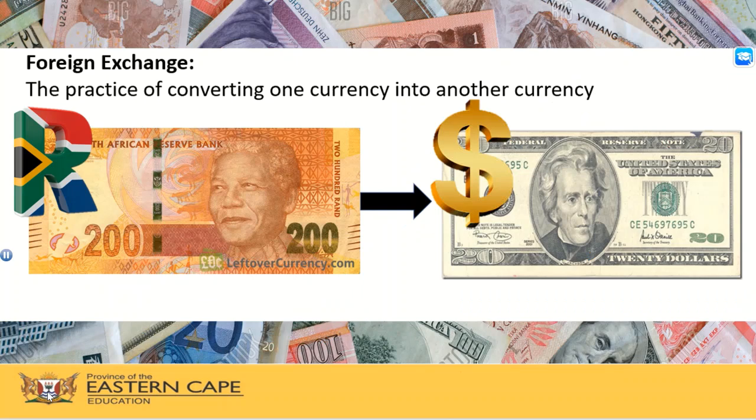Then if we look at the following concept, and that is the concept of foreign exchange, which is the practice of converting one currency into another currency. Now, as I mentioned earlier, before you travel to another country, you have to remember that you cannot use your rand there. So you would have to exchange your rand for the currency of the country that you are visiting. So you would therefore do a foreign exchange transaction. In this case, if you look at what is on your screen, you will exchange rand for US dollar because you would be visiting the United States of America.